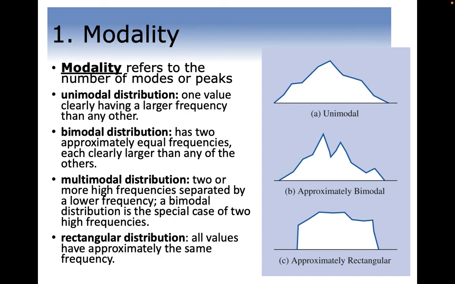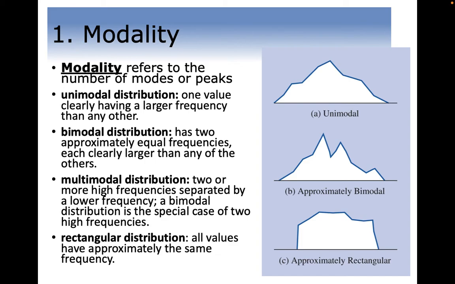First, starting with modality. Modality refers to the number of modes or peaks in the distribution. So really the question that we answer is whether the distribution's shape has one main high point, or we could think of this as kind of a high tower in the histogram. For example, in the stress rating data, the most frequent value, in other words, the mode, is 7. This gives the graph only one very high area.